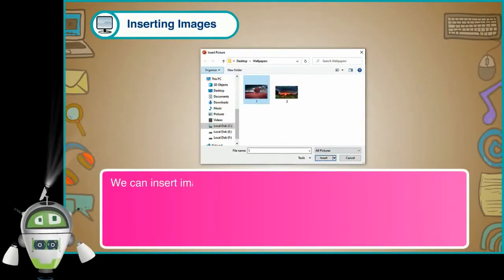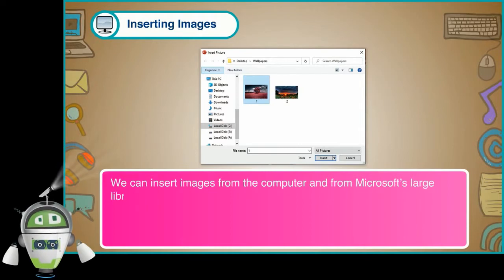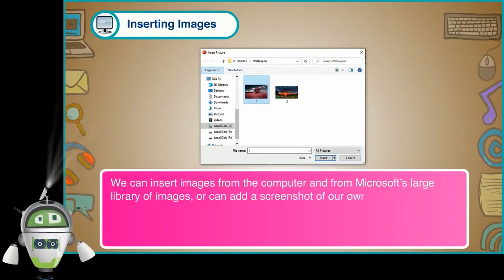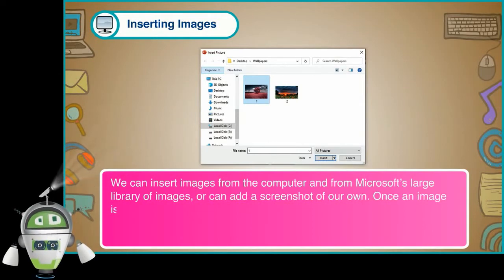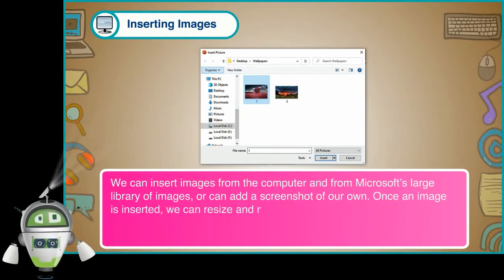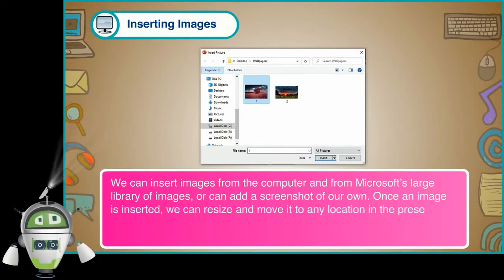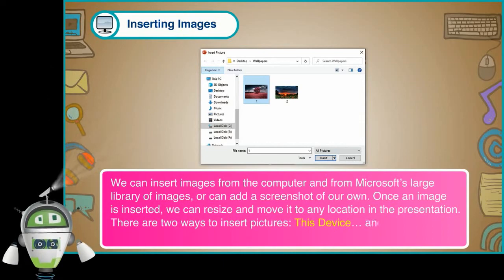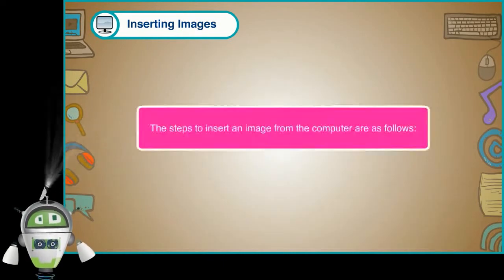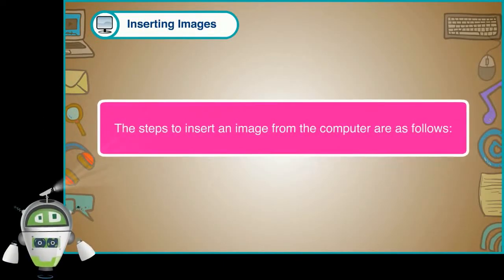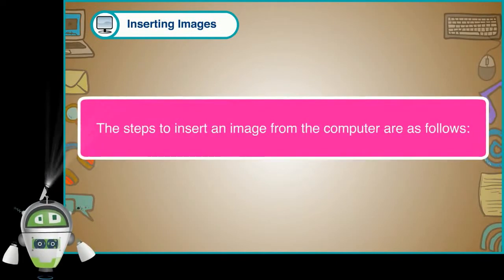We can insert images from the computer and from Microsoft's large library of images, or can add a screenshot of our own. Once an image is inserted, we can resize and move it to any location in the presentation. There are two ways to insert pictures: this device and online pictures.